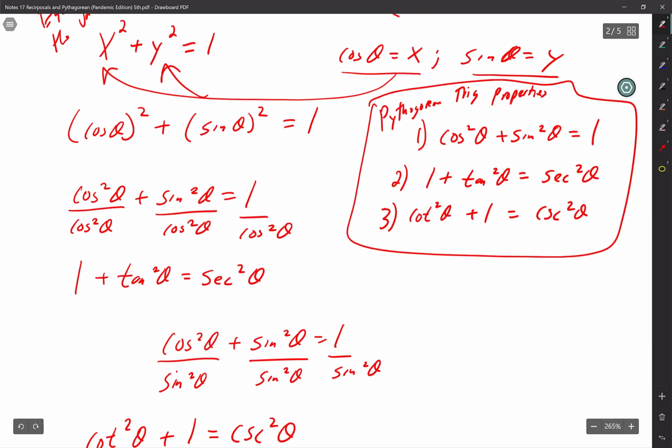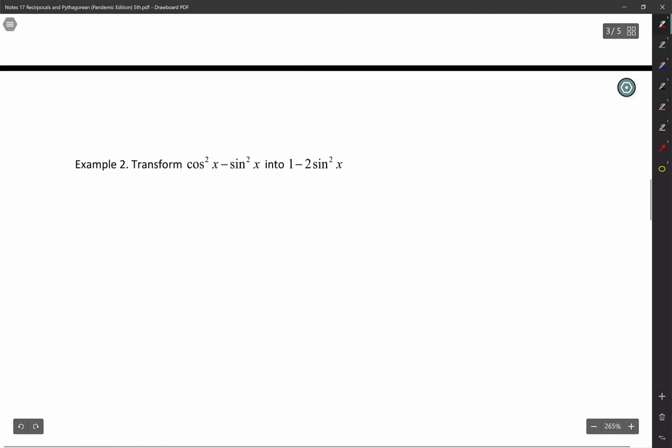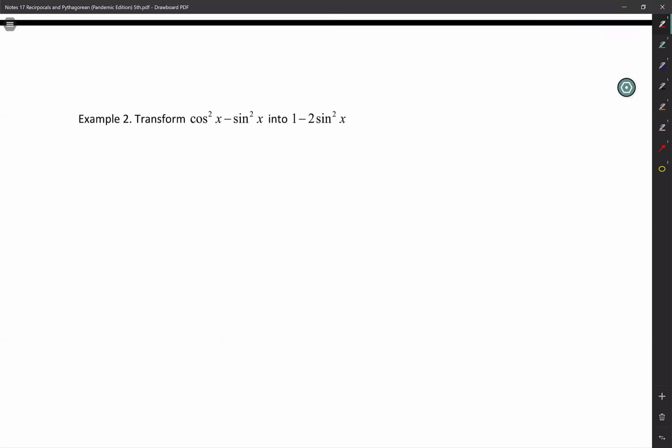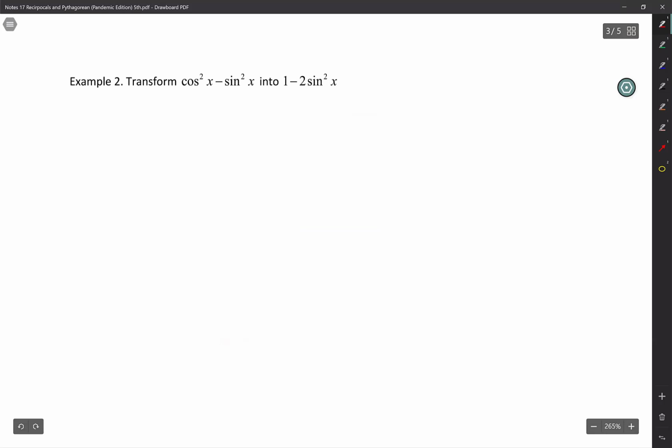Let's see how we're going to use those. So now let's go to this page here. It says example 2, and don't worry, guys, we're almost done. It says cosine squared minus sine squared into 1 minus 2 sine squared. So what they really want me to do, cosine squared x minus sine squared x equals 1 minus 2 sine squared x. What they want me to do is to confirm this, that cosine squared minus sine squared is 1 minus 2 sine squared.